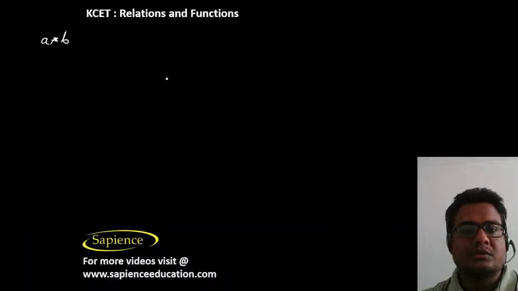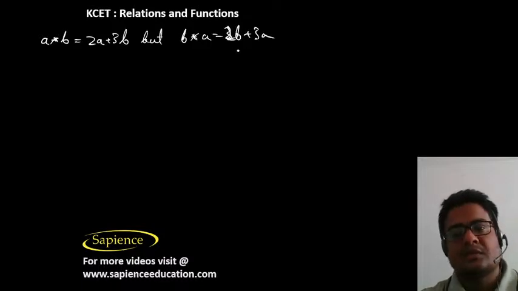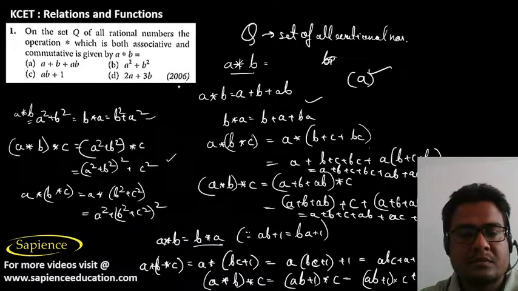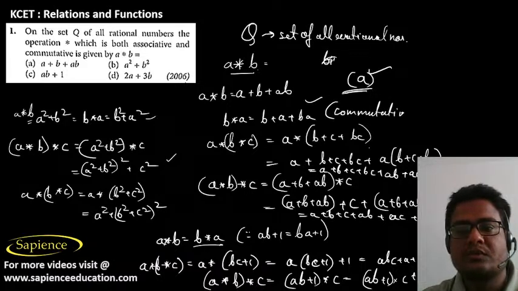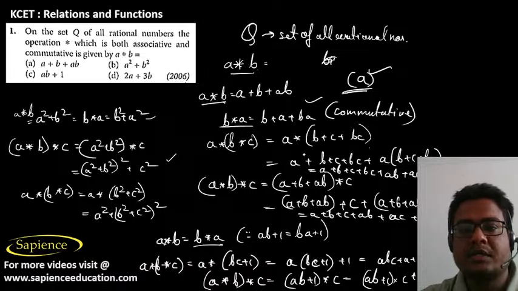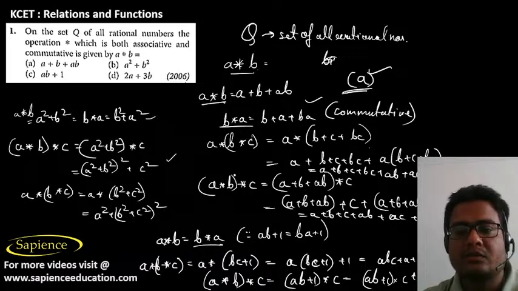And in option D, you can see that it is not commutative, since A star B will be 2A plus 3B, but B star A would be 2B plus 3A. So they are not the same. Therefore, the first option is the correct answer, since here the operation star is both commutative and associative. Commutative since A star B equals B star A, and associative since (A star B) star C equals A star (B star C).